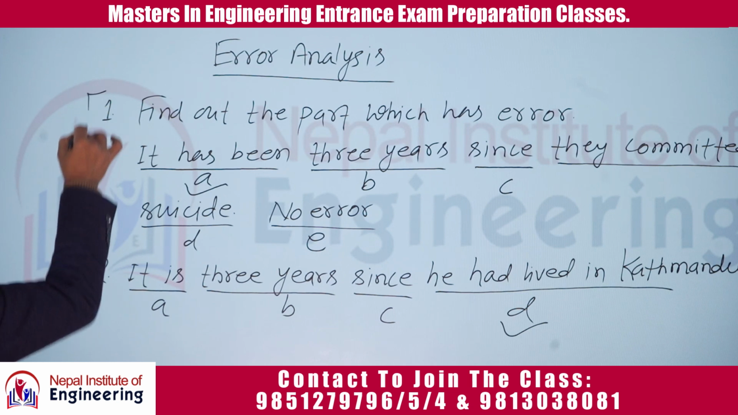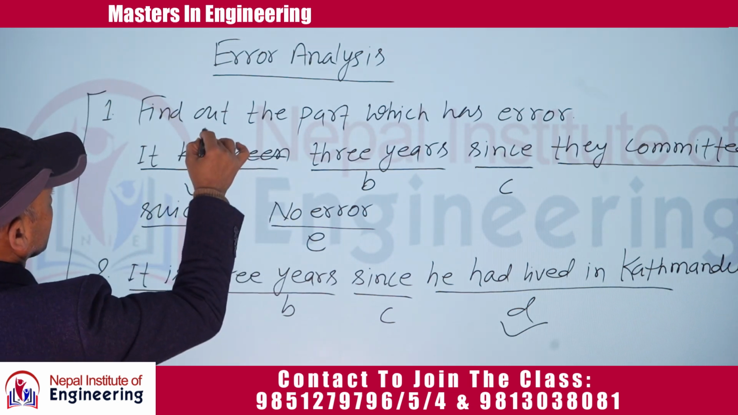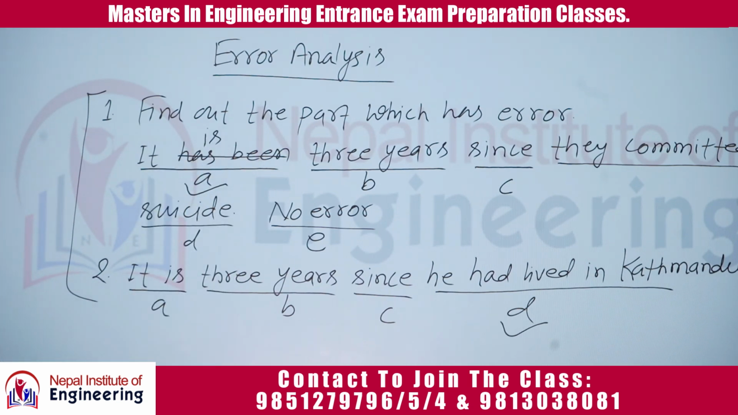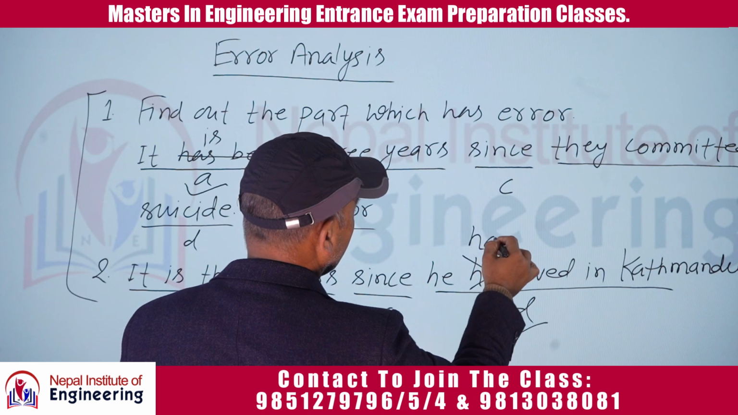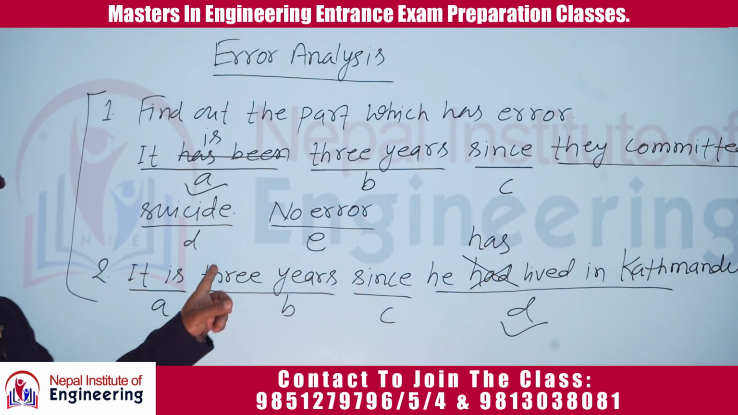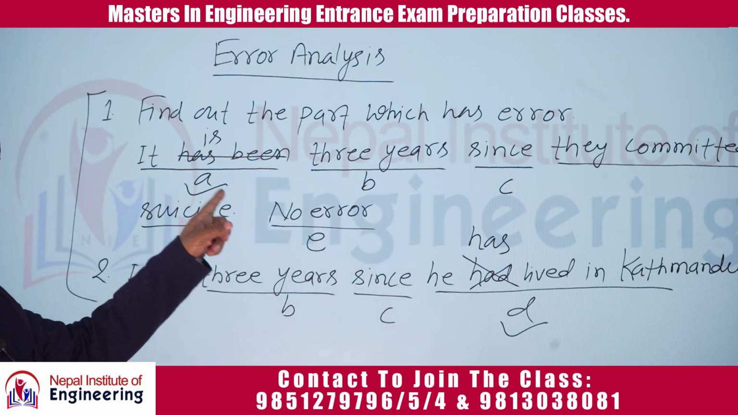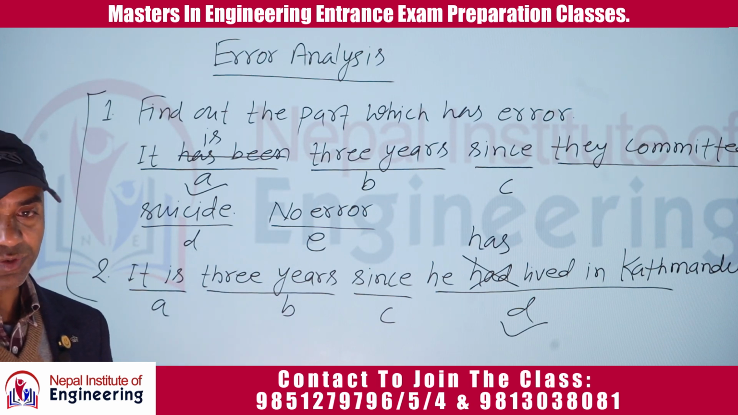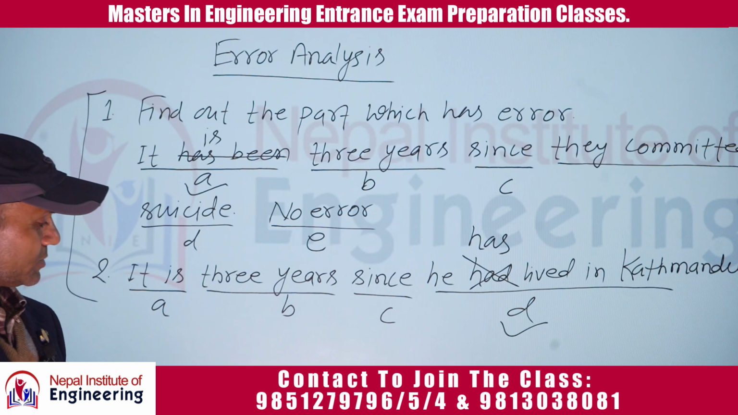For this, I am going to write the rule. Why so? In place of has been, here should be it had been. It is 3 years. They committed suicide, correct. And here, in place of this had, here should be has. He had lived in Kathmandu. It is 3 years since he had lived in Kathmandu. And here, it is 3 years since they committed suicide. So why so? Now let me give you the rule.